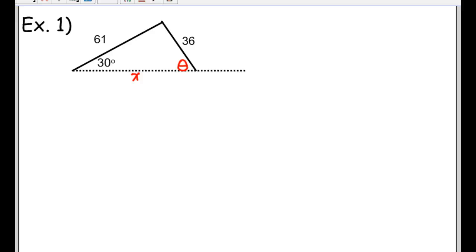Okay, so we'll look at one example here. So we're given the 36, the 61, and the 30, and we're asked to find the value of x. Knowing that the sine law is what we have to use, there's no right angle in the question as far as I can tell. I don't have a cosine law question. Then I will have to find this angle before I can actually get to the question, which is finding the value of x.